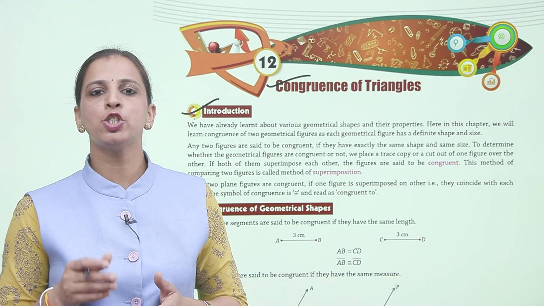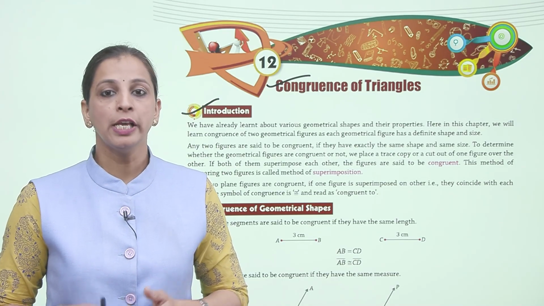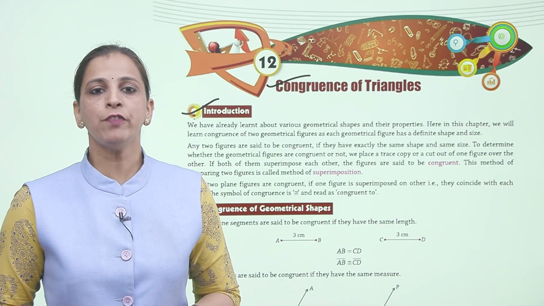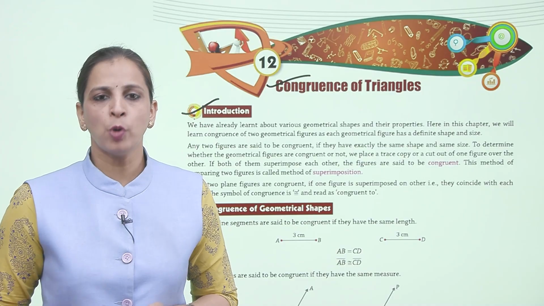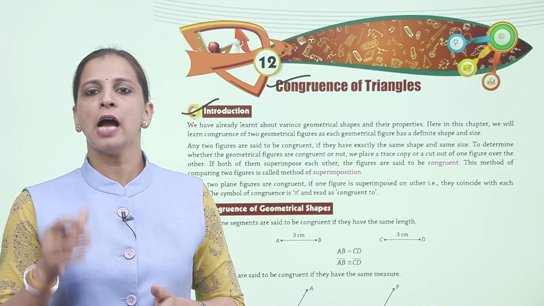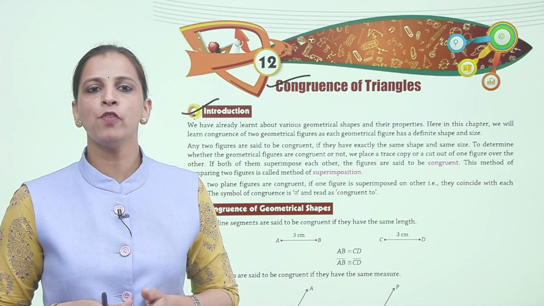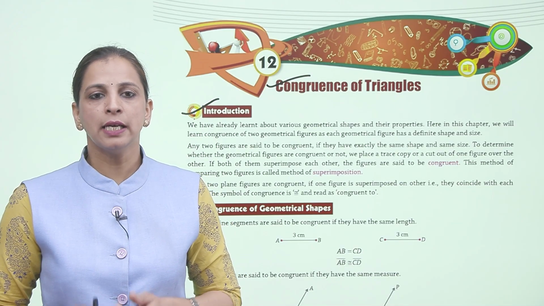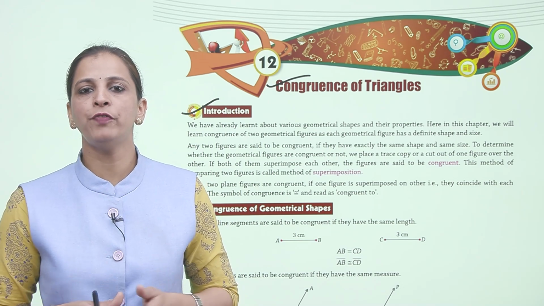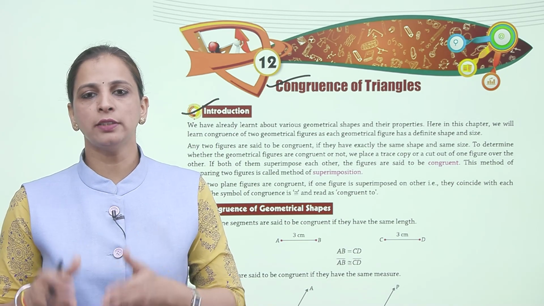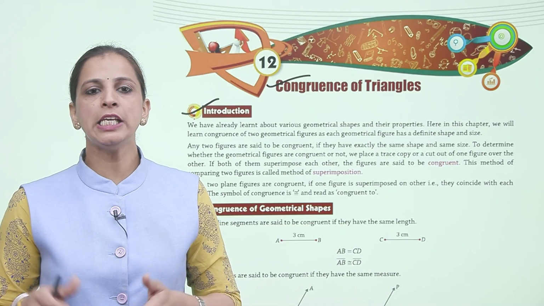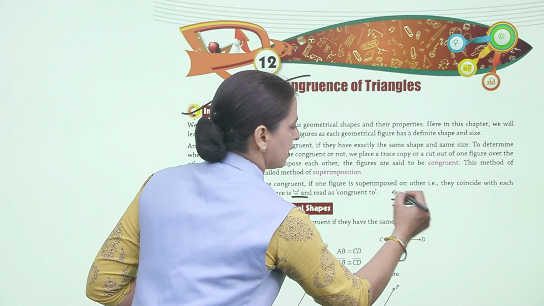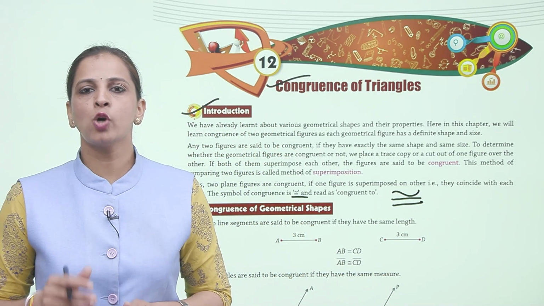To determine whether the geometrical figures are congruent or not, we place a trace copy or a cutout of one figure over the other. If both of them superimpose each other, the figures are said to be congruent. This method of comparing two figures is called the method of superimposition. Thus, two plane figures are congruent if one figure is superimposed on the other. They coincide with each other. The symbol of congruence is this. Read as congruent to.